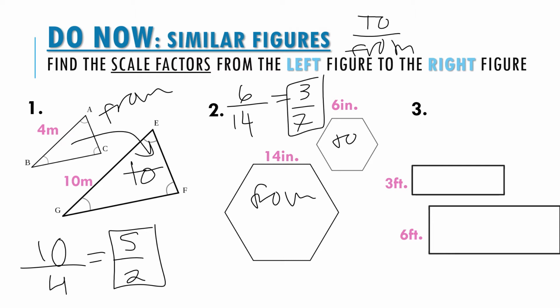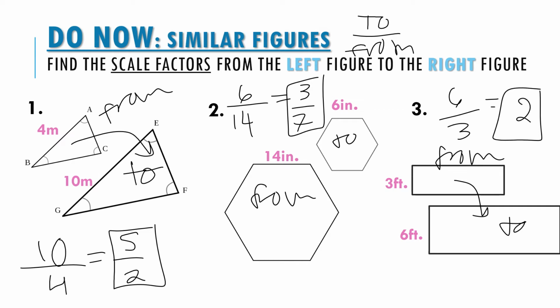And then again here, we're going to say that this is our left and the 6-foot figure is our right, so I'm going 2 over from. So I'm going to go 6 over 3, and that just simplifies down to a nice simple 2 for our scale factor. So just a quick bit of review for scale factors there.